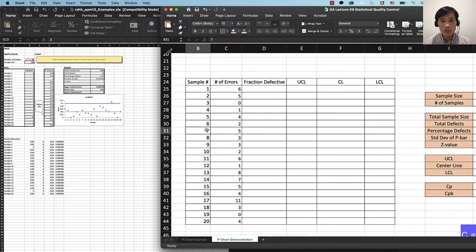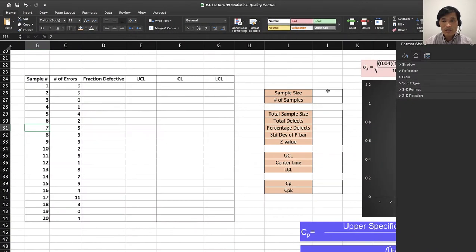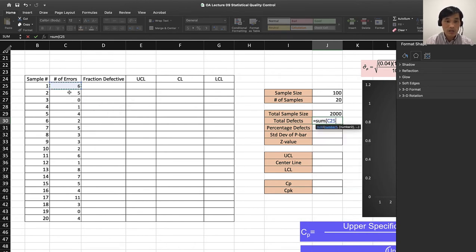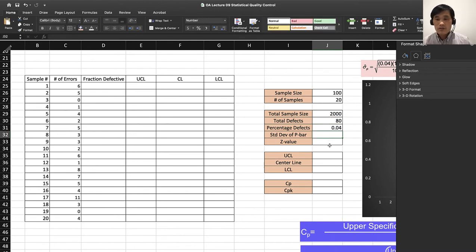So before doing that, let us write down the sample size, which is 100. The sample number is 20 because we have sampled 20 times. And the total sample size equals 100 times 20. And total defects equals the sum of all these errors, and that's 80. Percentage defects equals 80 over 2000, and standard deviation of p bar equals, we have to use a function.